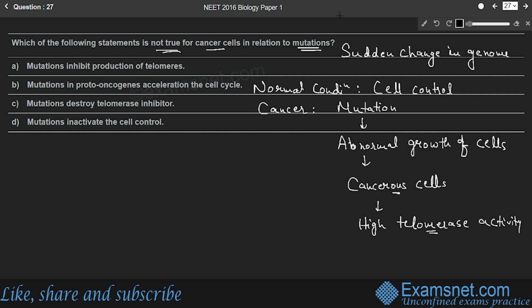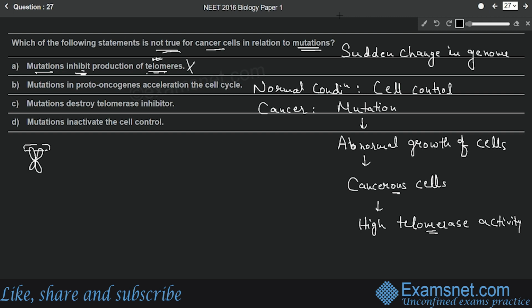The first statement says mutations inhibit the production of telomeres. So telomeres are the terminal portion of the chromosomes, right? Suppose this is the chromosome, then the terminal portion is known as telomere. Now telomeres are required for the cell division. Now here it is saying that the mutation will inhibit the production of telomeres, which is not true, because mutations will actually lead to the production of more telomeres, so that there is more cell division, and this will lead to the abnormal growth of cells. So this statement is incorrect. It does not inhibit the production of telomeres.